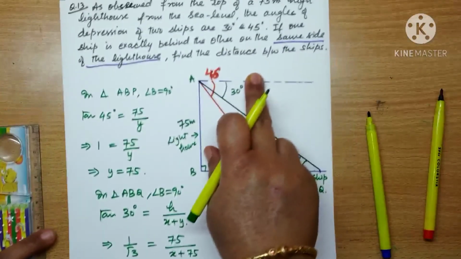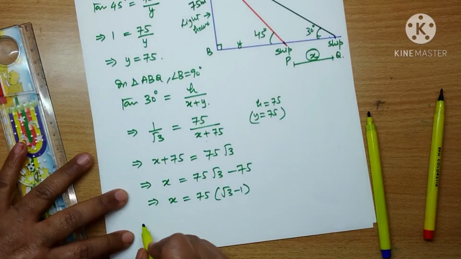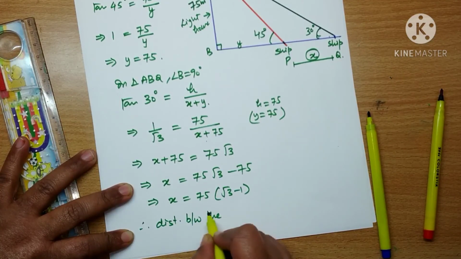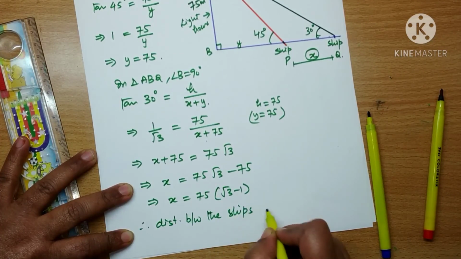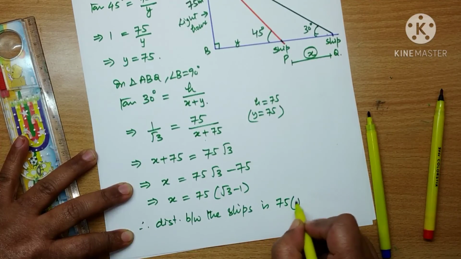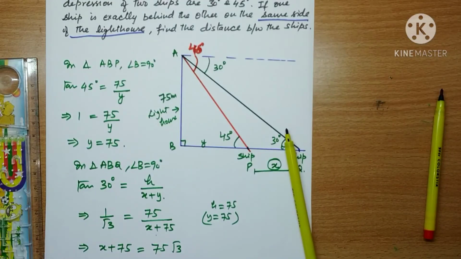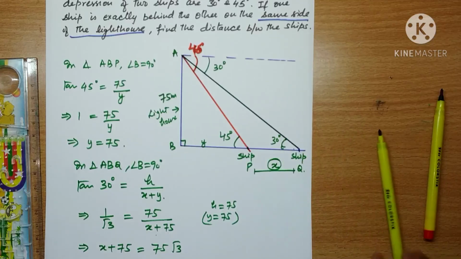Value of root 3 is not given in the question. So therefore distance between the ships is 75 times root 3 minus 1 meter. So this is how we attempt the question. So we got the distance between the two ships is this. I hope this is clear to you.